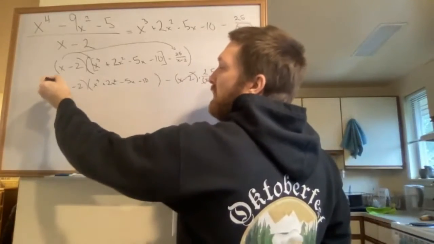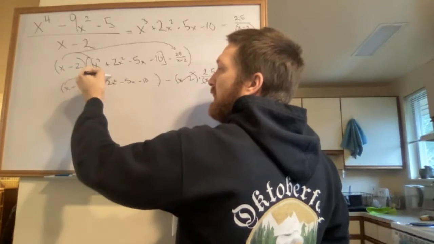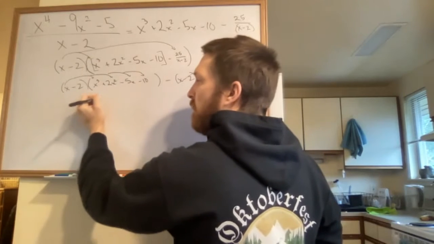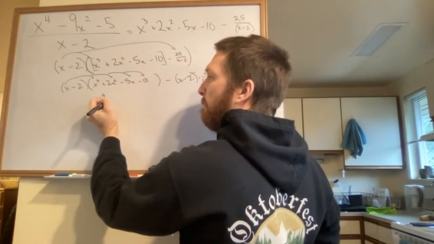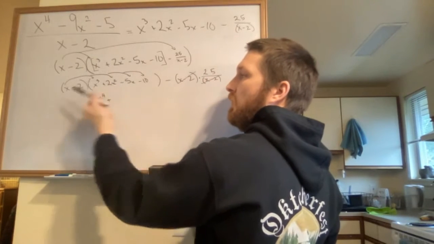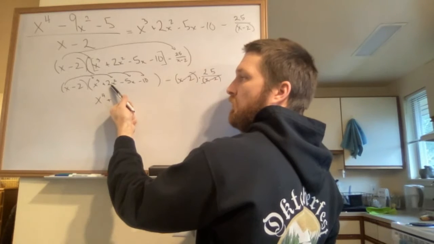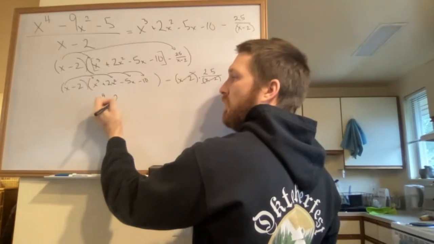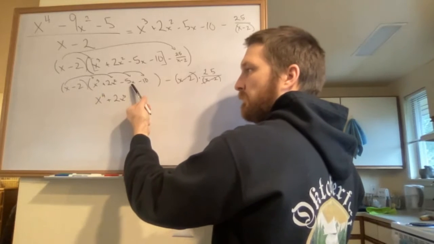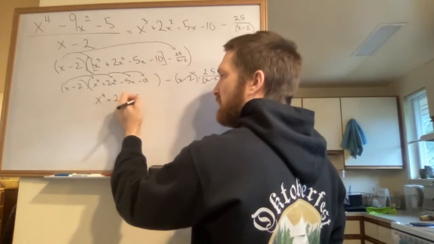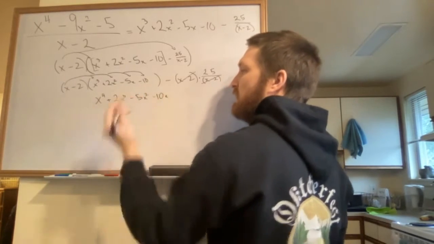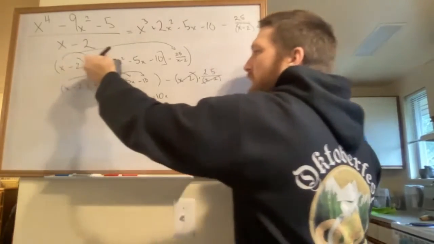Now let's do the hard part. The x gets distributed in and gives me what? The x times the x cubed gives me an x to the fourth. Then plus x times 2x squared, which is 2x cubed. Then minus 5x squared, and then minus 10x. Okay, we have distributed the x all the way in.